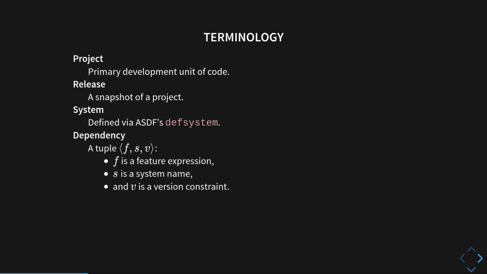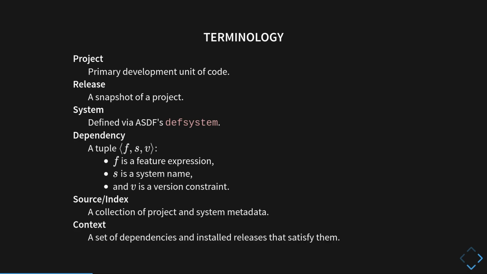What's a dependency? A dependency, for our purposes, is a tuple, F S V, where F is a feature expression, S is a system name, and V is a version constraint. It states that if feature F is satisfied when evaluated against the feature's special variable, then a system with the name S is required whose version satisfies V. A source or an index is a collection of project and system metadata. And last, a context is a set of dependencies and releases that satisfy them.